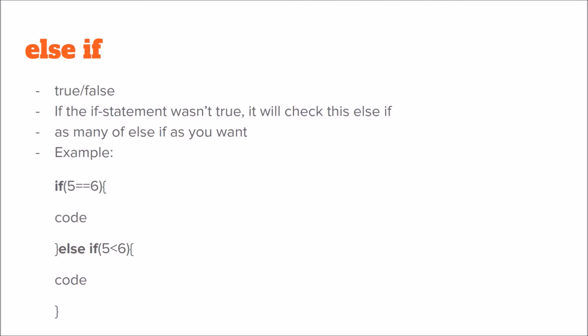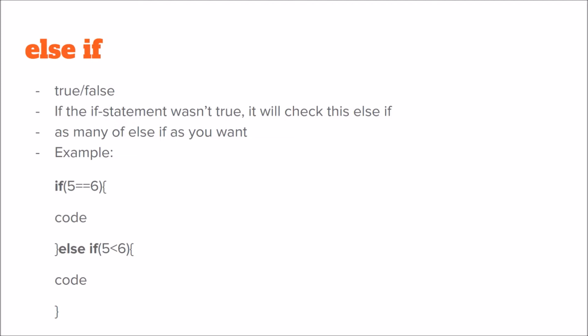Now, we also have else if statements. Else if statements are basically the same thing, true or false. However, they will only check this else if statement if the if statement above wasn't true. And you can have as many of these as you want. Examples such as 5 is equal to 6. And if it is true, then it'll execute that code.